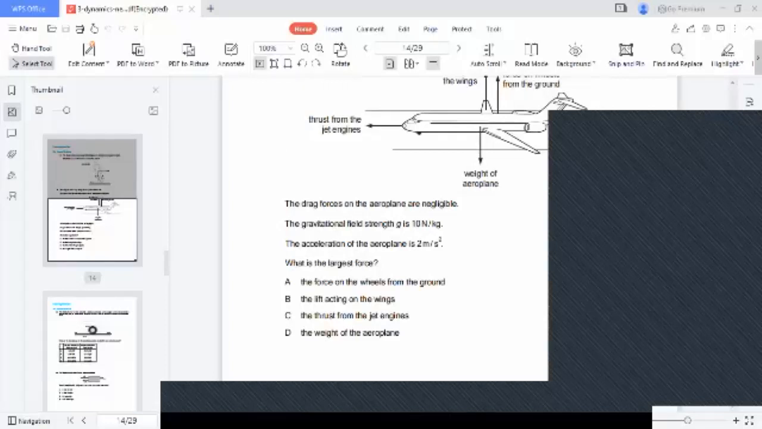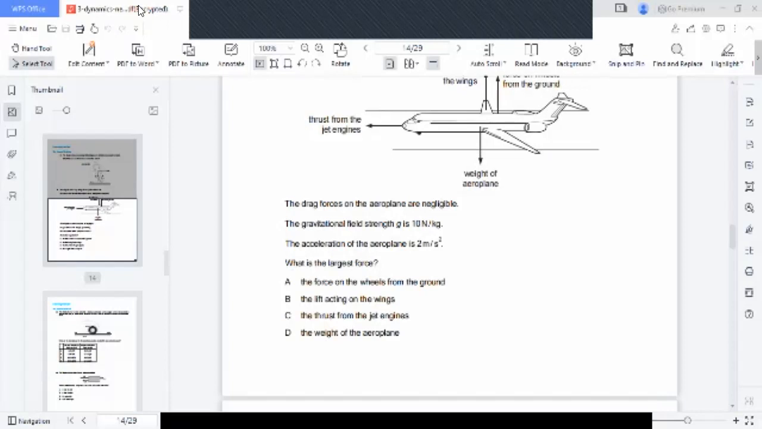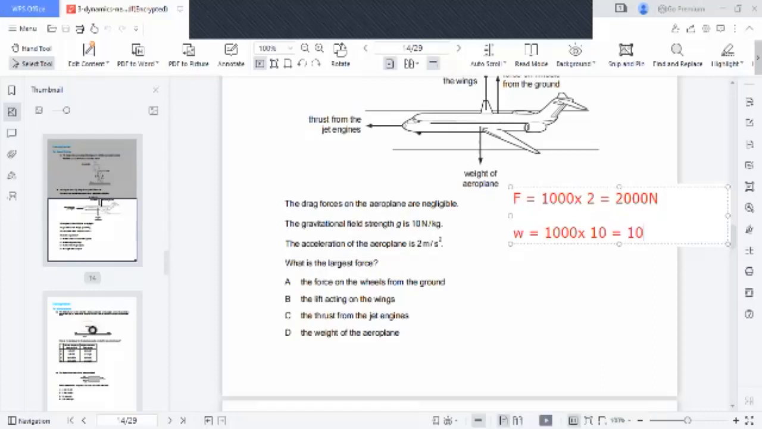So let's check which one is greater. Suppose the mass of the aeroplane is 1000, and the thrust of the engine is in forward direction. So we can find out the force, which is, suppose 1000 is the mass and 2 is the amount of acceleration, so it would become 2000 Newton, which is acting in forward direction. So let's calculate the weight of the aeroplane, which is, suppose mass is 1000 times its gravitational acceleration is 10, so it actually becomes 10,000 newtons.